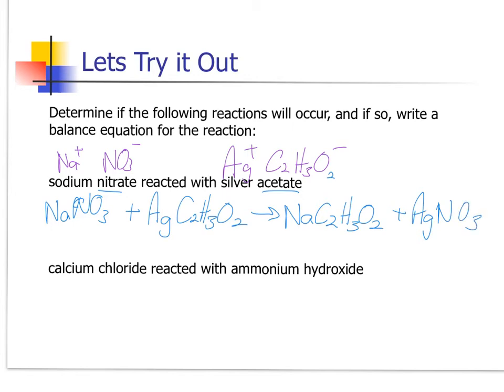Both of these are soluble. Sodium acetate is soluble because of rule 1. Silver nitrate is soluble because of rule 2. Therefore, no reaction.